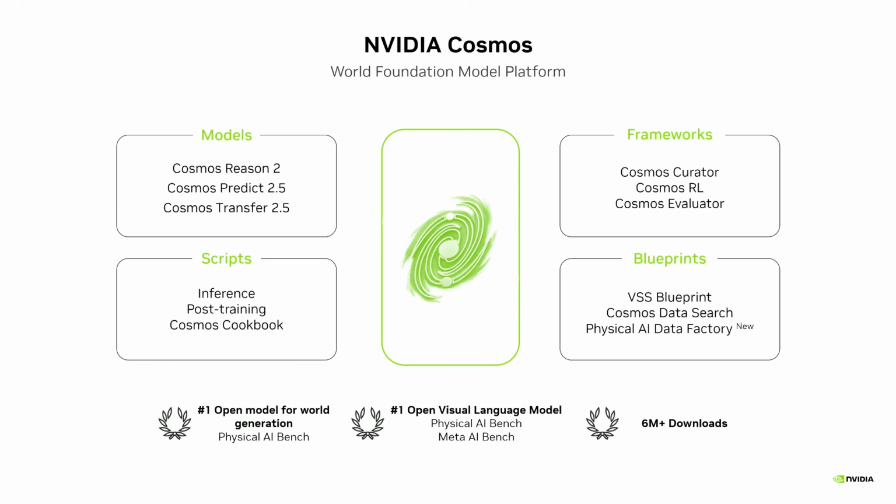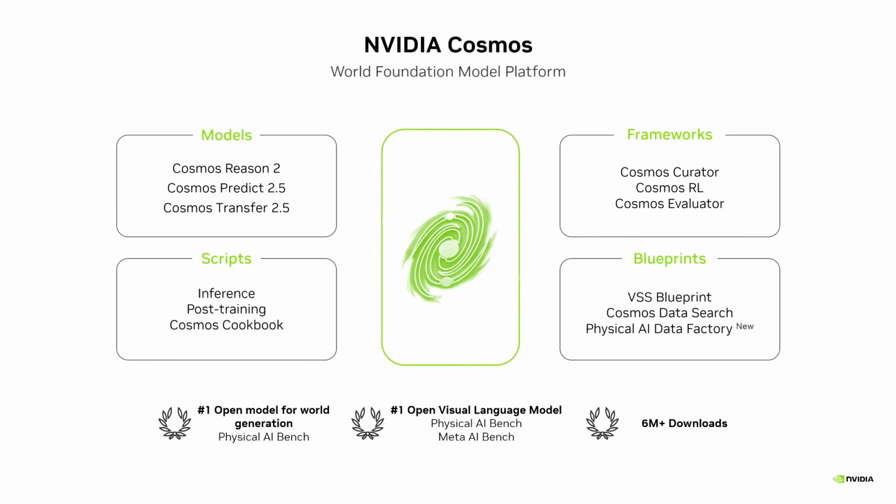We have blueprints, which are examples connecting Cosmos models to digital tools for production workflows. We have something called VSS blueprints, visual search and summarization. We'll talk about it later. And we also have Cosmos Data Search and Physical AI Data Factory.